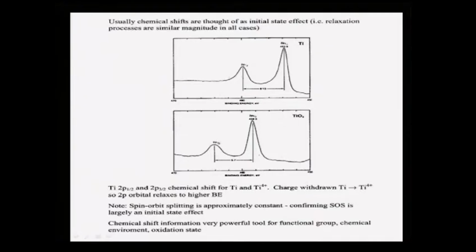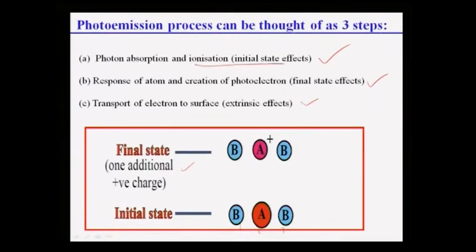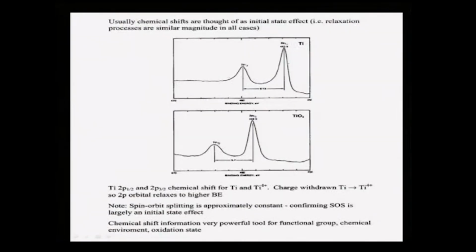Usually chemical shifts are thought of as initial state effects. Initial state means ionization, as you see here, it is an initial state effect. Final state effects, relaxations, are basically nothing but a relaxation process similar to any other relaxation process.